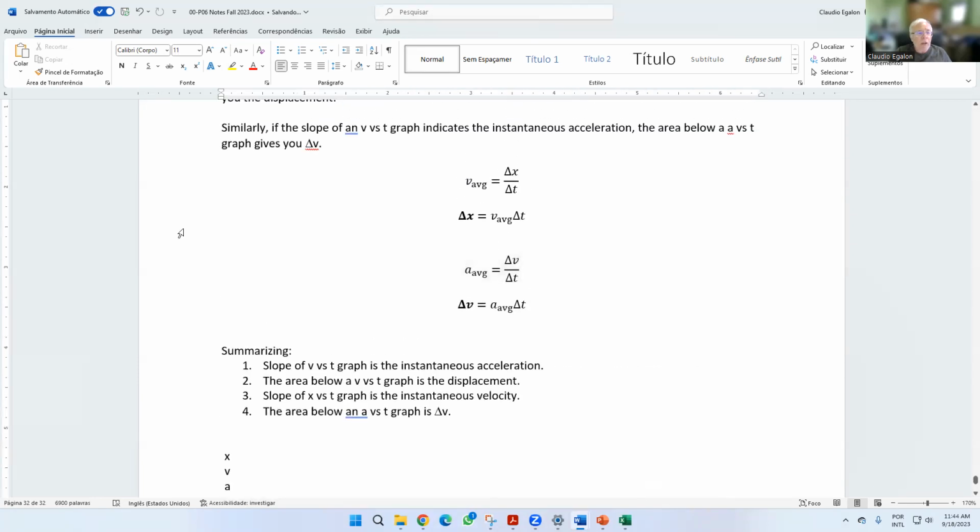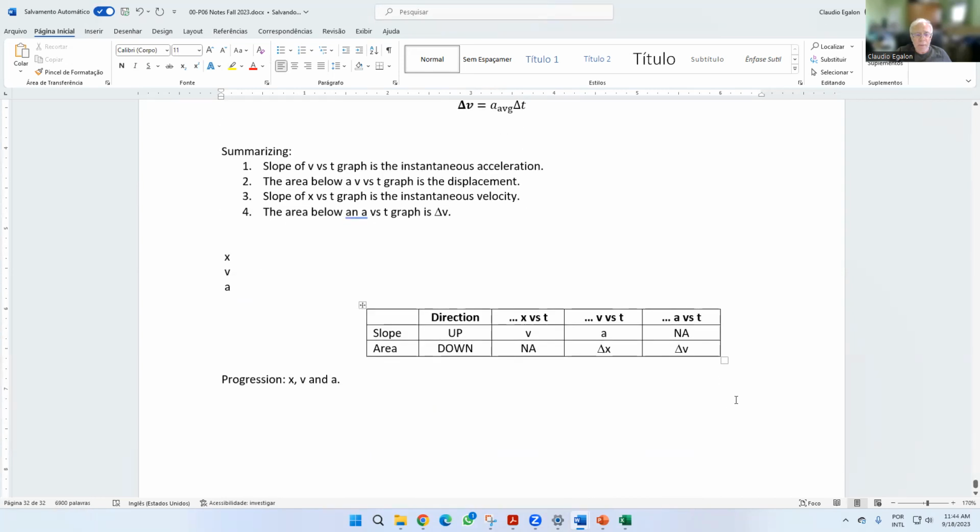Another way to remember is to look at those equations for the area, and for the slope, look at the equation for the ratio. The slope is nothing but a ratio. The ratio of delta x over delta t is a velocity. The ratio of delta v over delta t is an acceleration.